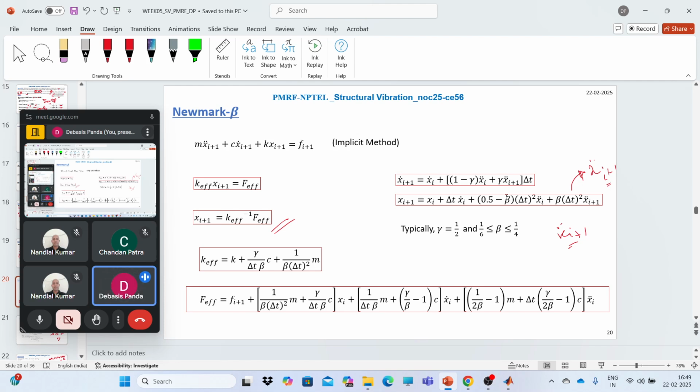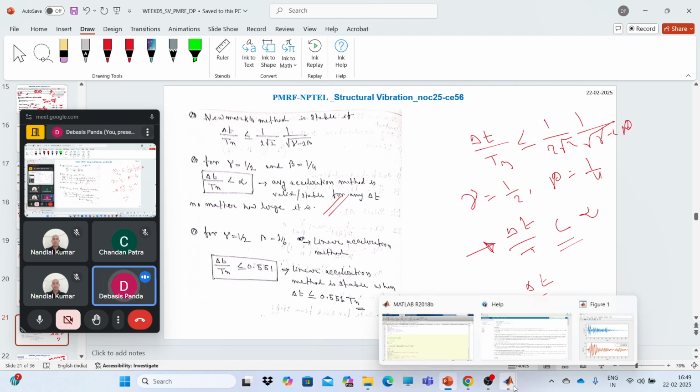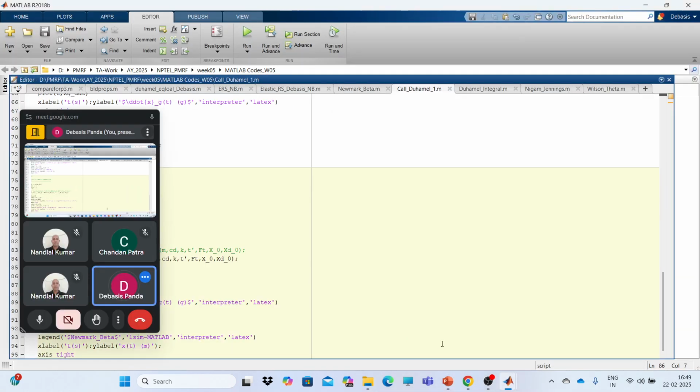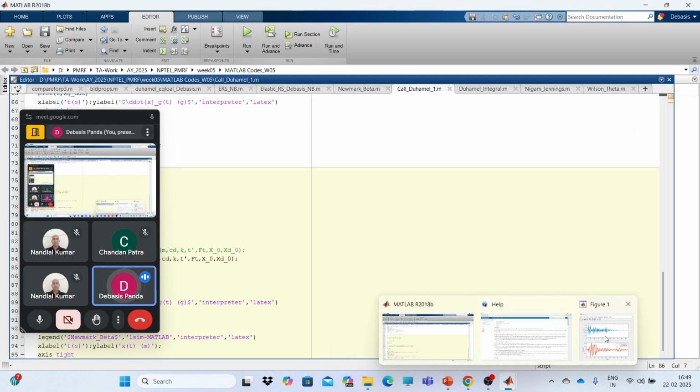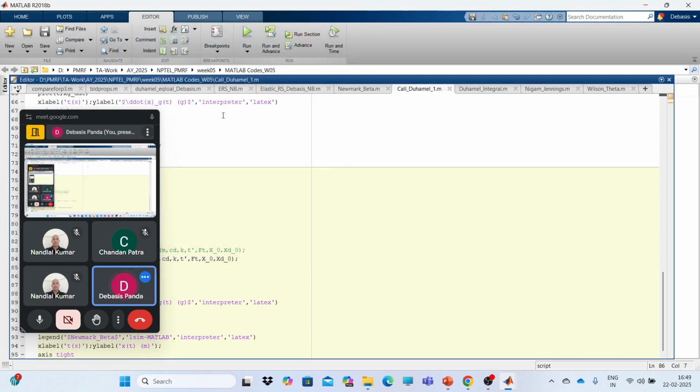And from here, we can easily calculate the response of a system at any time point, and subsequently the stability criteria for the Newmark-β method. And we have solved different examples using MATLAB, which I will provide you. You can just explore it if you have time, and if you're interested to solve different kinds of problems.